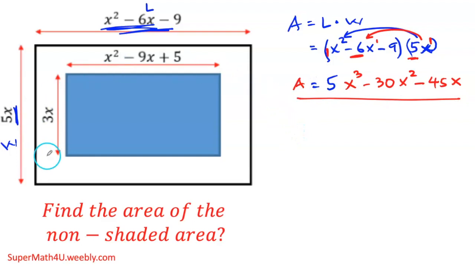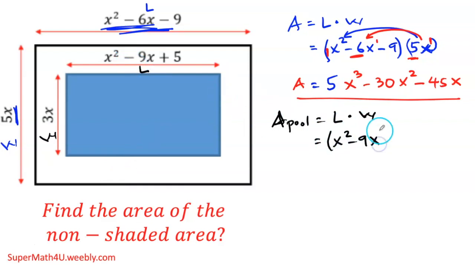Okay, now I'll do the same thing with the pool. So the area of the pool, again, length times width. I can call this length or I can call this length, it does not matter because you're multiplying. So let's call this length and let's call this width. Let's keep the same idea that we have. So the length is x squared minus 9x plus 5 times the width, and the width in our case is 3x.